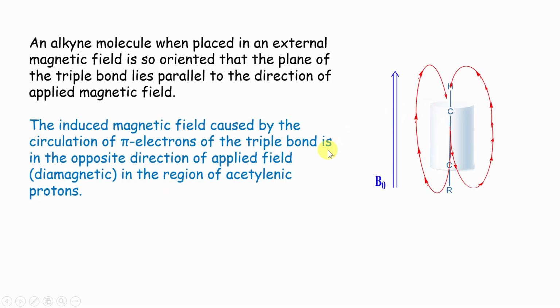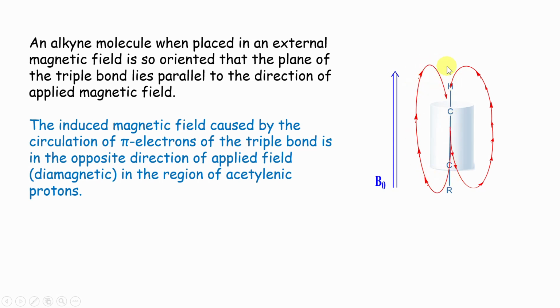But contrary to all these examples, in the case of alkyne, the alkyne molecule, when placed in an external magnetic field, is so oriented that the axis of the triple bond lies parallel to the direction of the applied magnetic field, whereby the induced magnetic field caused by the circulation of pi electrons of the triple bond is in the opposite direction of the applied field in the region of the acetylenic proton. You can see acetylene is linear. The secondary magnetic field caused by the circulation of the pi electrons of acetylene, which is oriented in the parallel direction of the applied magnetic field, is passing through the hydrogen atom of the acetylene molecule.